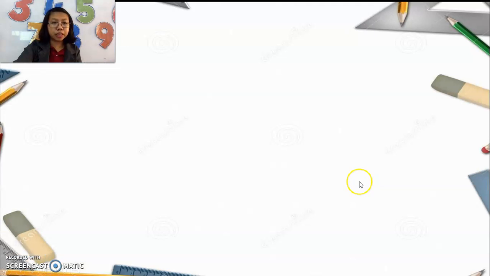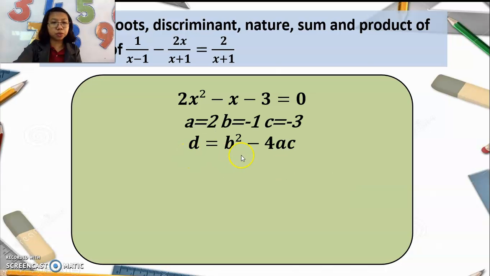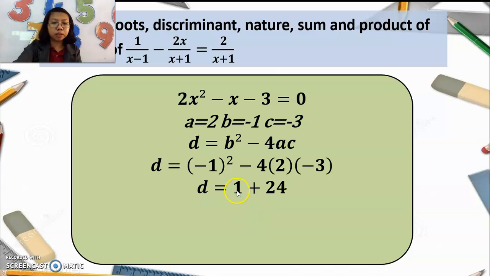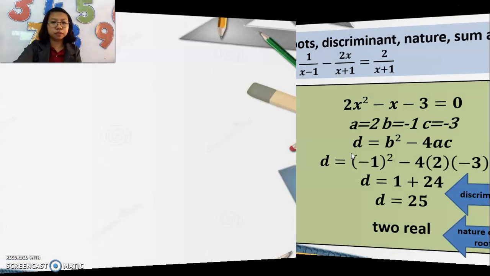Next one, for the value of the discriminant, I'm going to use the formula b squared minus 4ac. So it will be negative 1 squared minus 4 times 2 times negative 3, which is 1 plus 24. Since we already have the value of the discriminant, which is 25, and it is positive, therefore we will have 2 real roots as the nature of the roots.